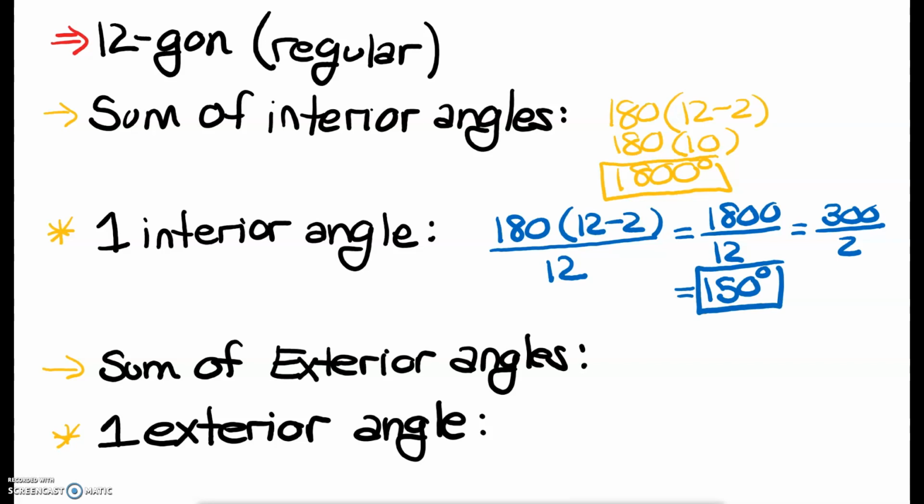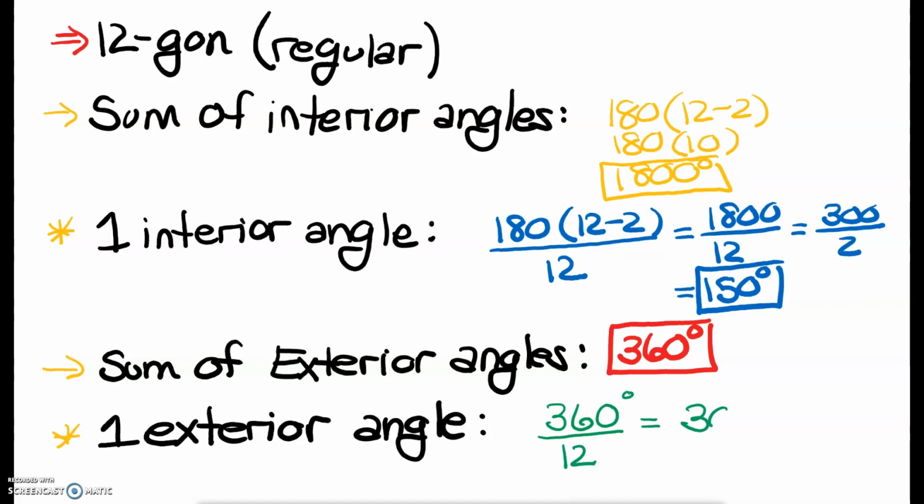All right, how about if I wanted to find the sum of the exterior angles? Well, that's an easy one. That will always be 360 degrees. But if I wanted to find one exterior angle of a regular 12-gon, I would take 360 degrees and divide it by 12 to get 30 degrees. Each exterior angle would be 30 degrees.